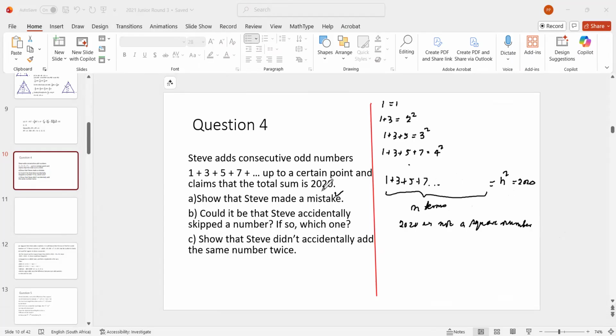Now, the sum here is given to be 2020, right? I think by now you know that 2025 was a perfect square, right? So it means that you had to add 5 to this to make it a perfect square. So he left out 5, you see. Could it be that Steve accidentally skipped a number? If so, which one? It has to be 5.